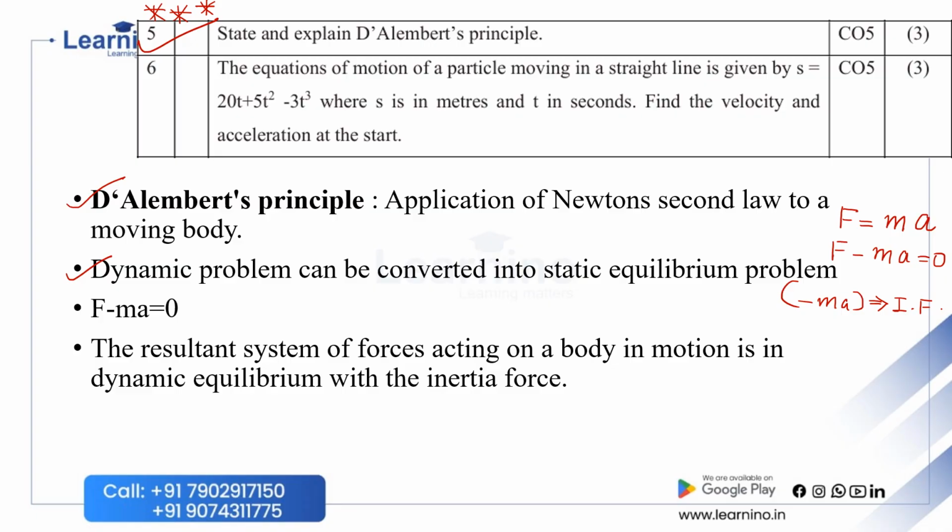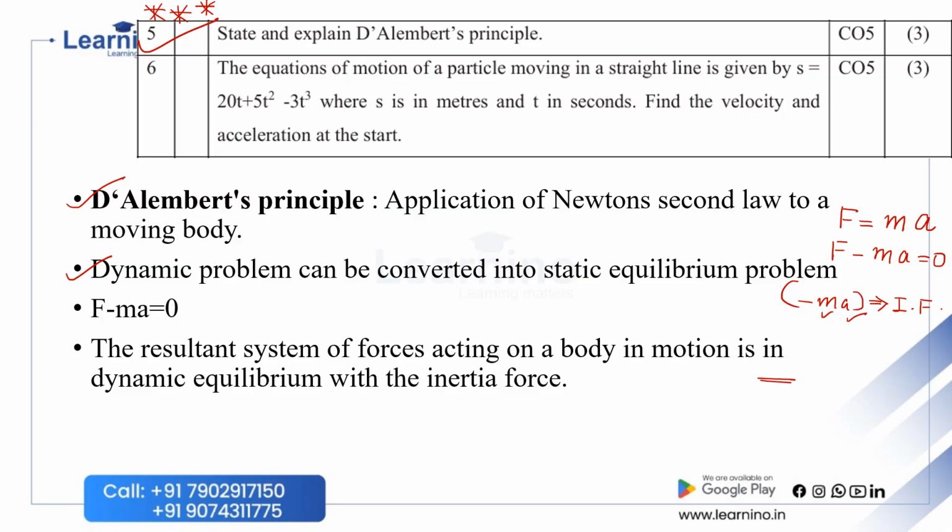Okay, and according to Newton's second law of motion, a body continues to be in a state of rest or uniform motion in a straight line unless it is acted upon by an external force. So every body has a tendency to continue in a state of rest or uniform motion. This tendency is known as inertia. Okay, so the magnitude of inertia force is equal to the product of mass and acceleration. And this inertia force always acts in a direction opposite to the direction of acceleration.